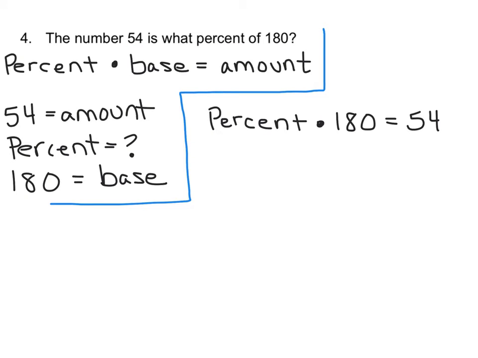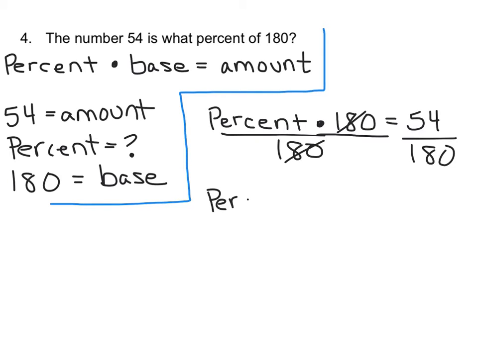So I have the percent, which I'm trying to find, times 180 equals 54. To solve for the percent, I need to divide both sides of the equation by 180. I'm doing this to get the percent variable by itself. So the 180 cancels on the left side, and I'm left with the percent equaling 54 divided by 180. If we do that on the calculator, we get 0.3.